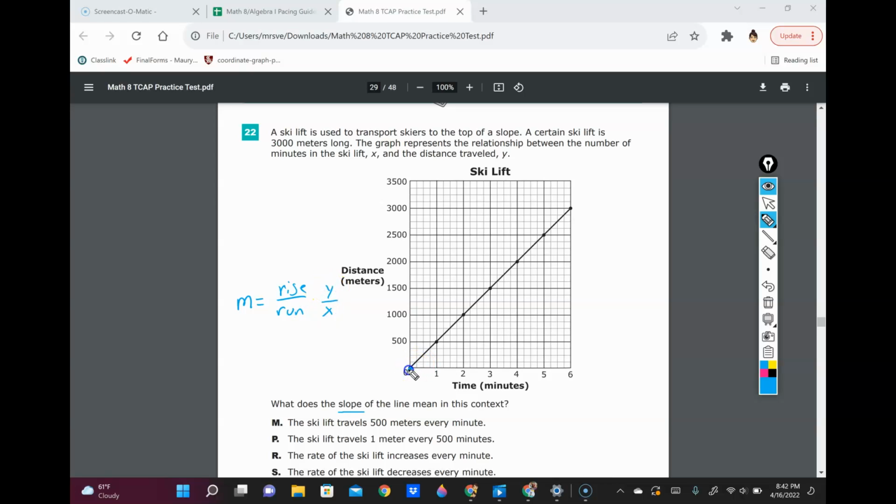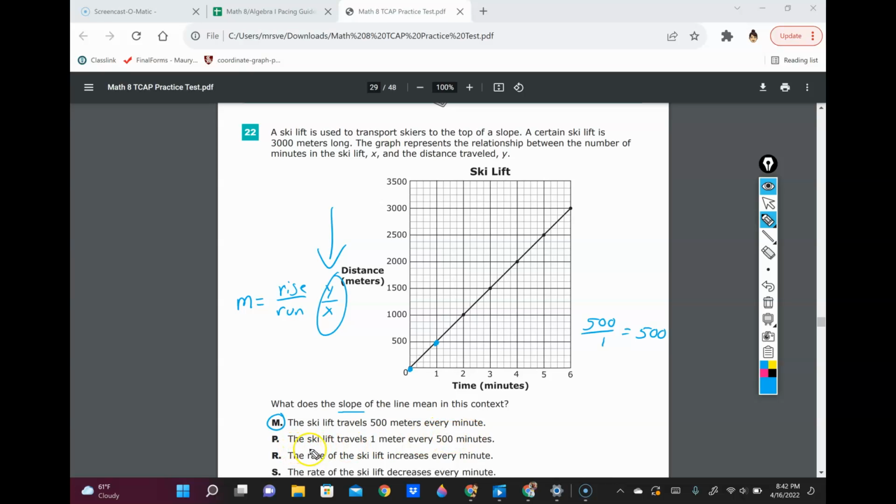This is proportional. It goes through the origin. So we can simply just do Y divided by X. If you look right here, you can see 500 divided by 1. That reduces down to 500. Just make sure that your Y is on top of your fraction. That's your rise. So the ski lift travels 500 meters every minute.